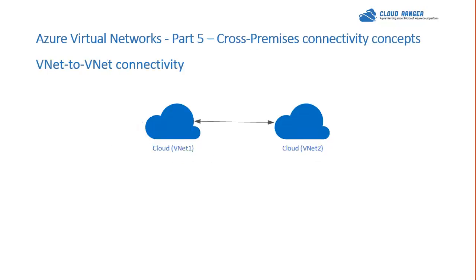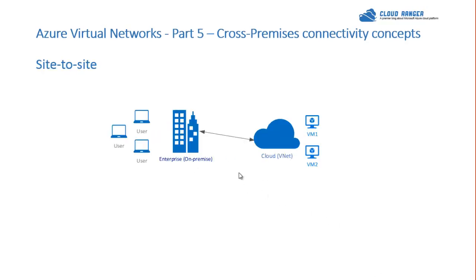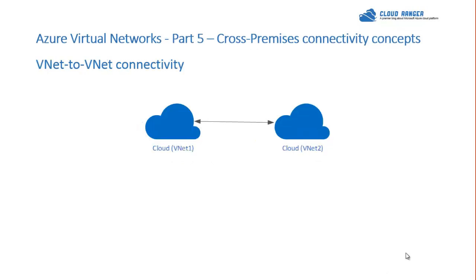Now, this is the most interesting one, VNet-to-VNet connectivity. This concept extends from site-to-site connectivity, because you know what? End of the day, this cloud with virtual network 1 and this cloud with virtual network 2 are nothing but two sites. So it's almost similar to this topology, except that your on-premises is now also a cloud.